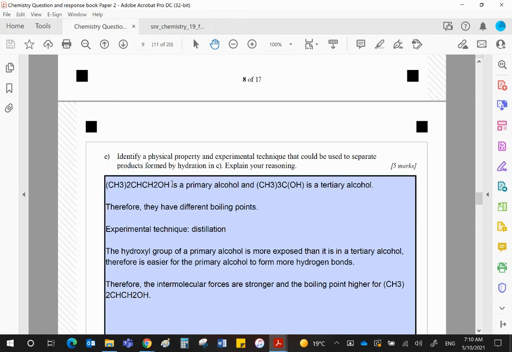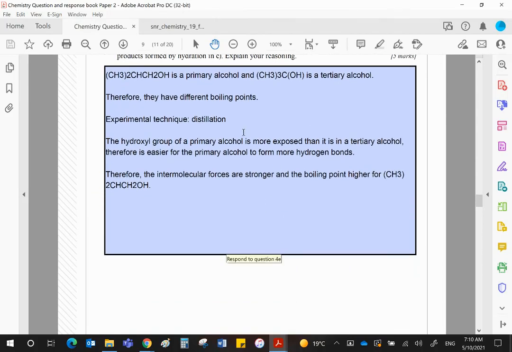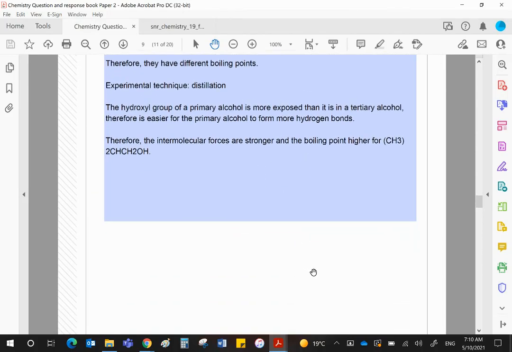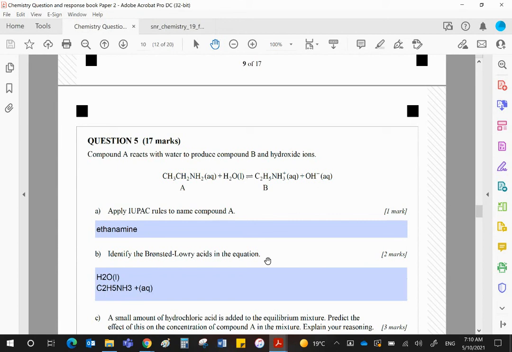Okay. Again, intermolecular forces they talked about are stronger for the primary, and I would go along the lines of the straight chain would be better from a dispersion force point of view. Here they've got talking about hydrogen bonds and exposure of the OH. I'm sorry, they should not be giving you stuff like that. That is totally outside the syllabus. Go with the dispersion forces, guys, I would.